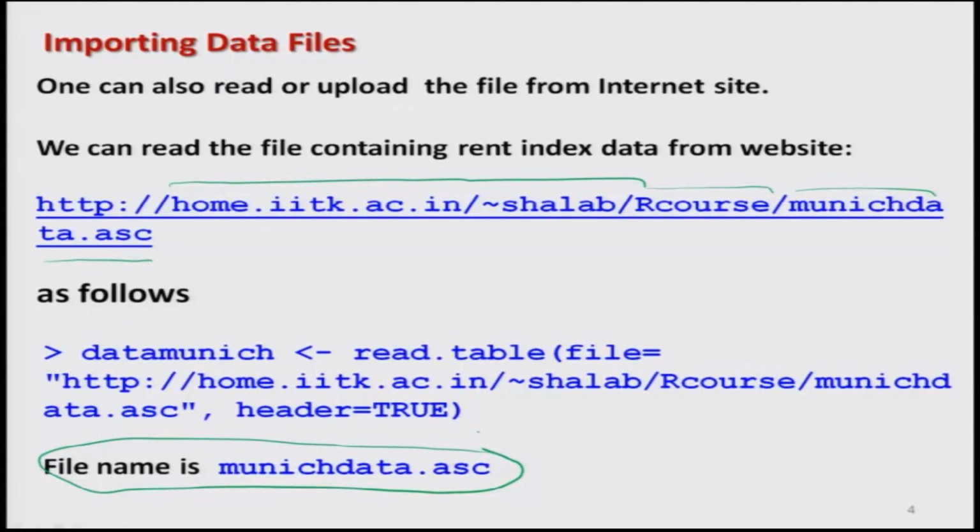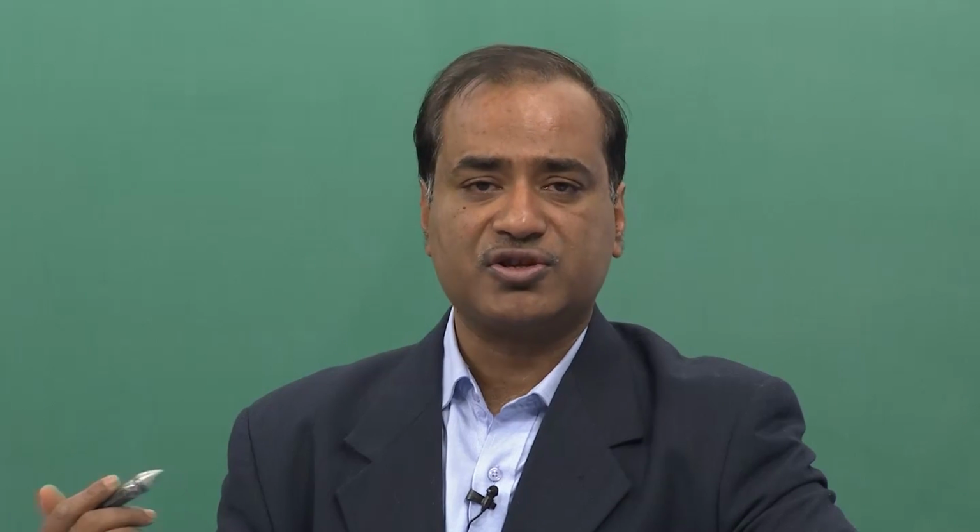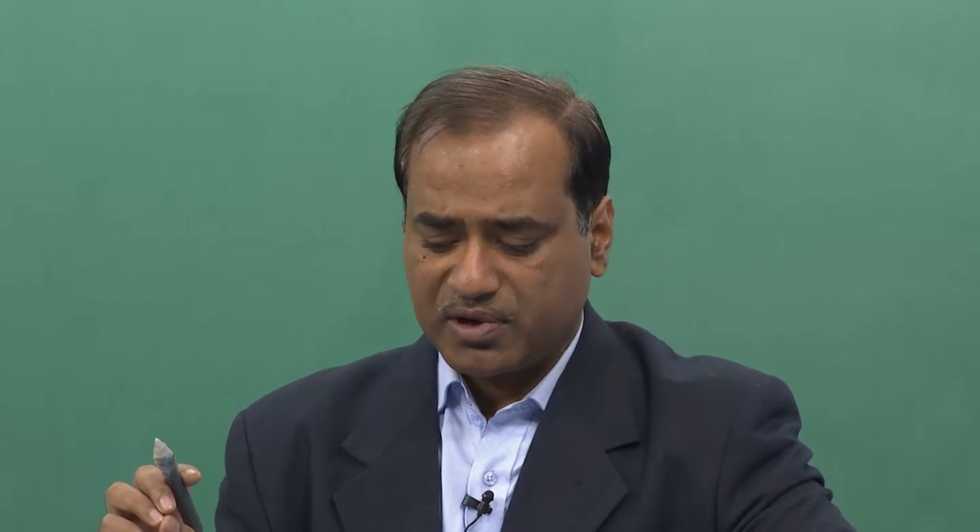Actually, this file contains the data on the rents in Munich city. Munich is a city in Germany where they have collected data on the rents of accommodation. For example, if an apartment has 1 room, 2 rooms, 3 rooms, what is the area, what is the rent, and so on. So, this data file simply contains that data set. Well, my objective is not to analyze the data contained in this file, but simply to read a file from an internet source.